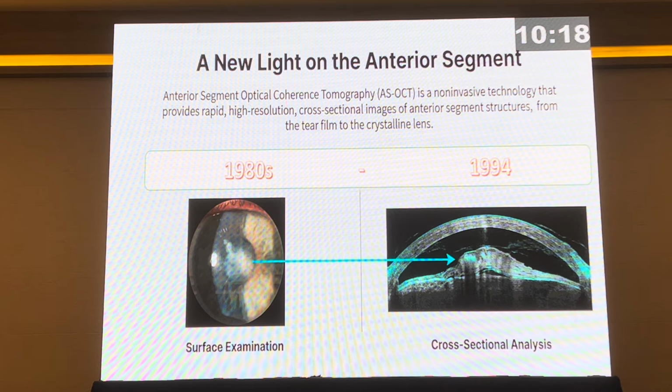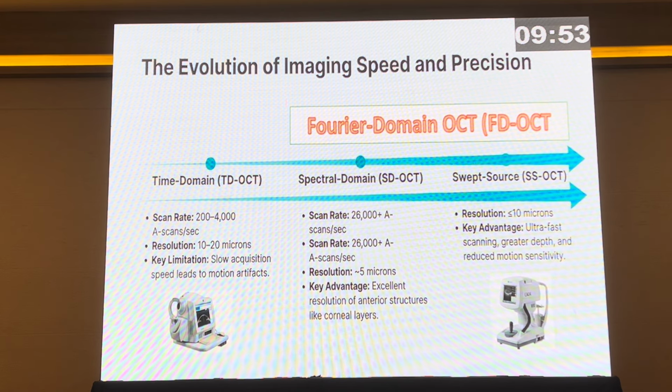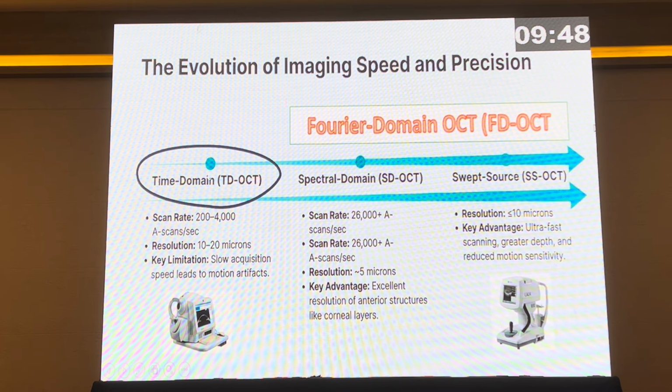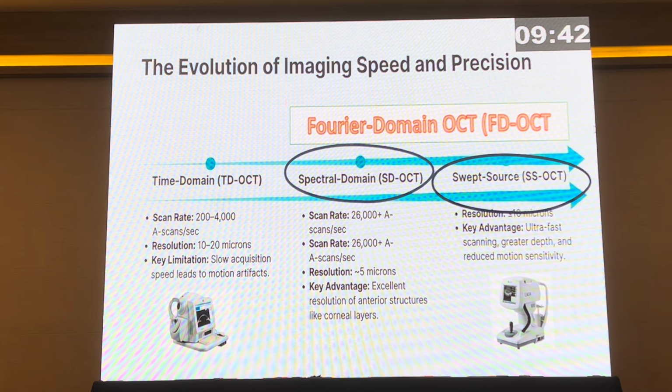So what is anterior segment OCT? It gives us a high resolution, rapid, clear image of all the structures of the anterior segment, right from the tear film all the way up to the crystalline lens. The concept of AS-OCT was introduced in 1980, and the importance of its resolution has been discussed right from 1994. Going on to the evolution of anterior segment OCT, as you can see, it started with the time domain OCT. Then we moved to the Fourier domain, which was further divided into spectral domain and swept source OCTs.